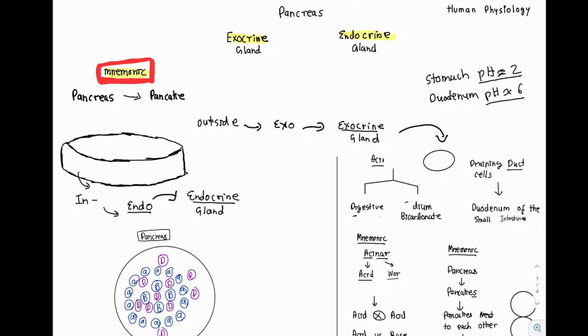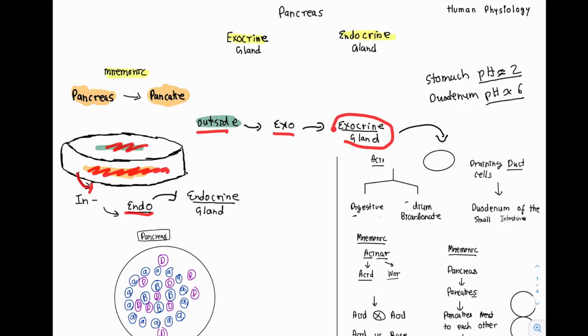So think about a pancake. Substitute the word pancreas into pancake. It's similar sounding and it's really close. And a pancake has an inside layer and an outside layer. The inside layer is going to be the endocrine gland, and the outside layer is going to be the exocrine gland. So whenever you think about the pancreas, think about pancakes, and pancakes have two layers, endocrine and exocrine. Now, we are going to talk about the components of both the endocrine and the exocrine gland.